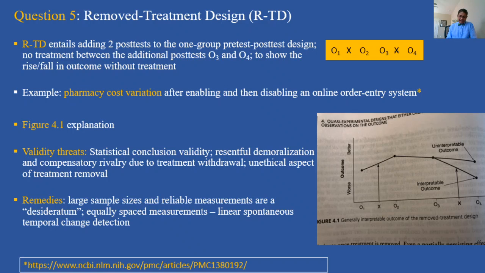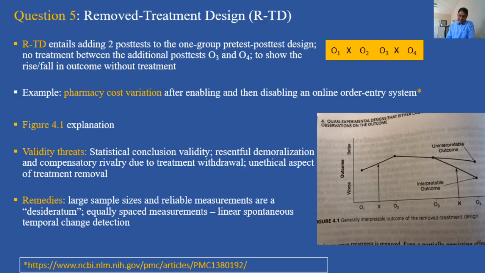So removed treatment design entails adding a third posttest to the one group pretest-posttest design and then removing the treatment at an interval where it was supposed to be administered, and then taking a third posttest, or the fourth measurement actually, starting from the pretest, and that is O3. So we have three posttests and one pretest. So that is the design, but between the last two posttests, the treatment is removed. So this is what the removed treatment design is.